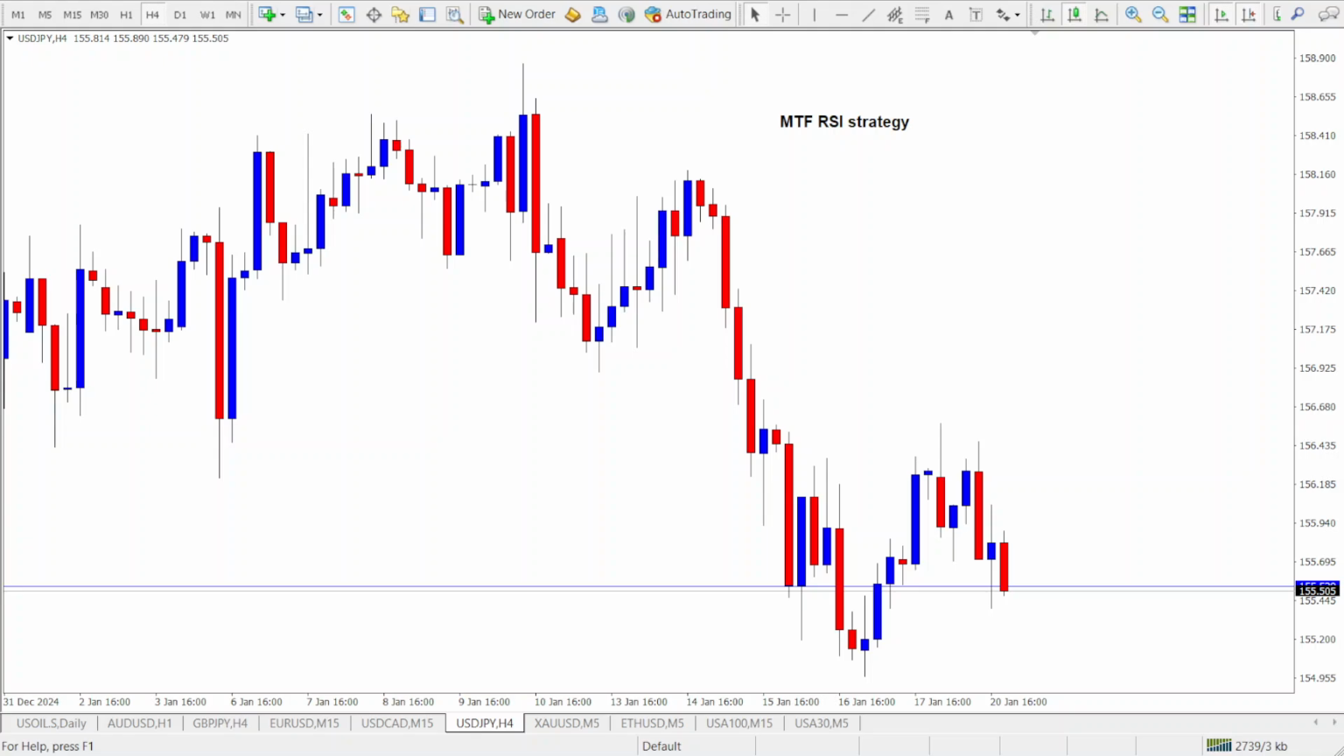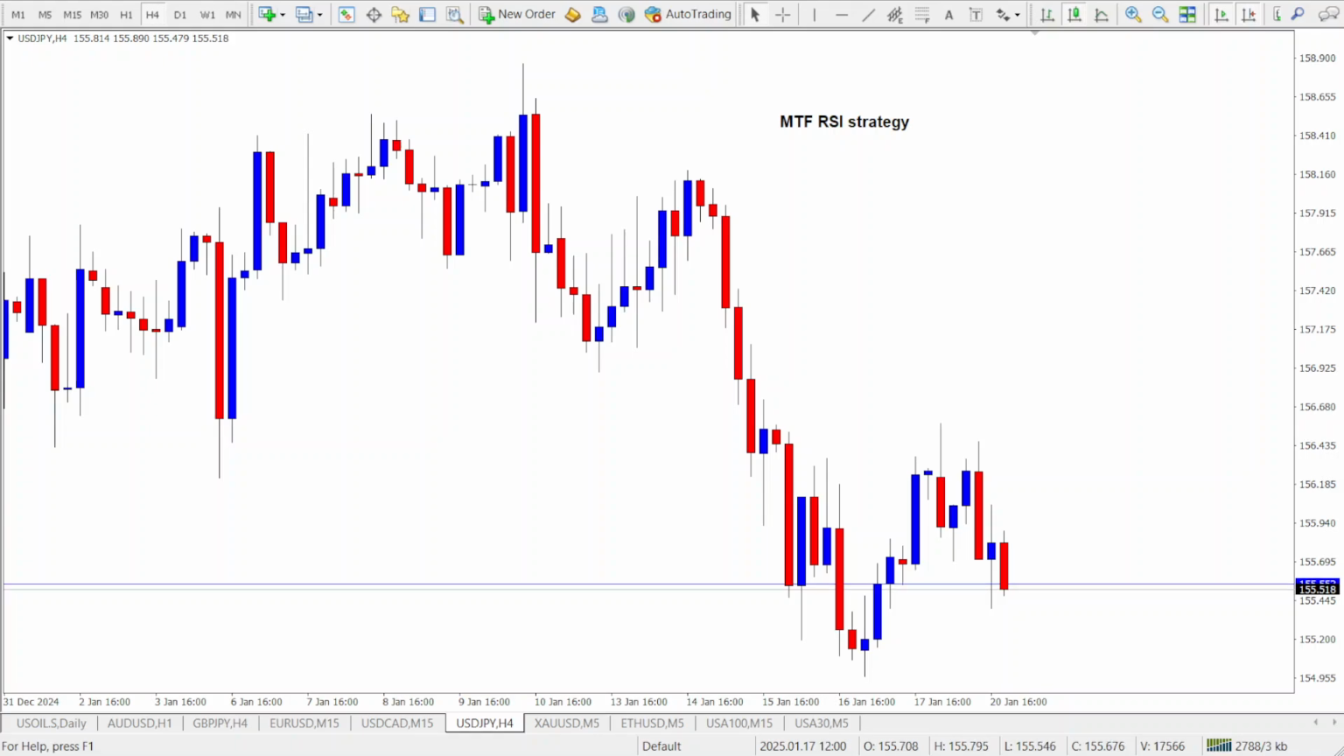Now, let us dive right in. So what exactly is the MTF RSI strategy? Let us break it down. MTF stands for multiple time frames, and RSI stands for relative strength index.